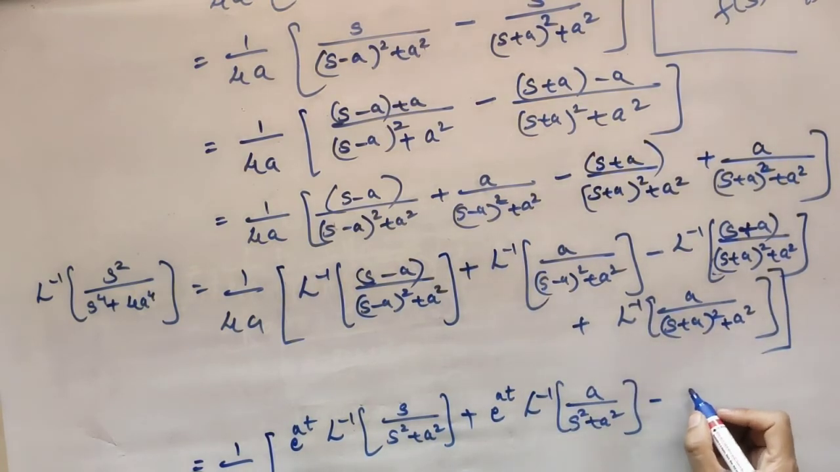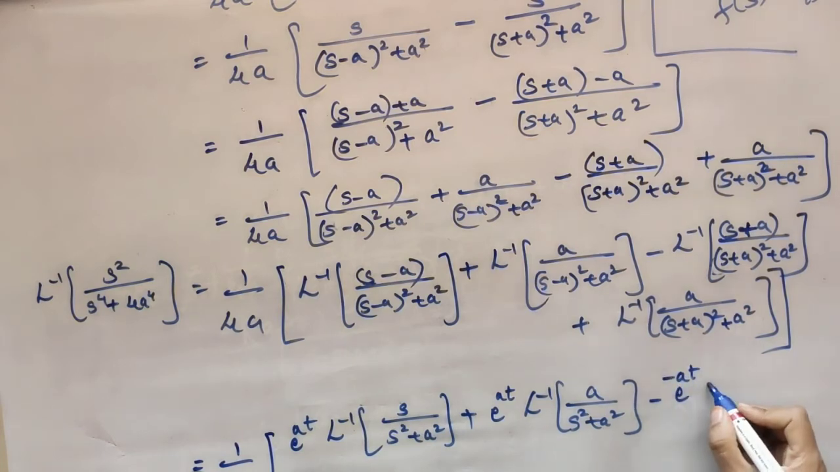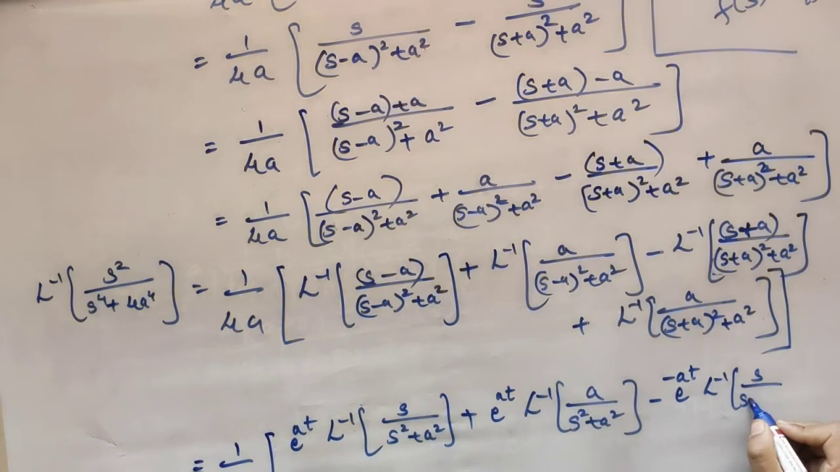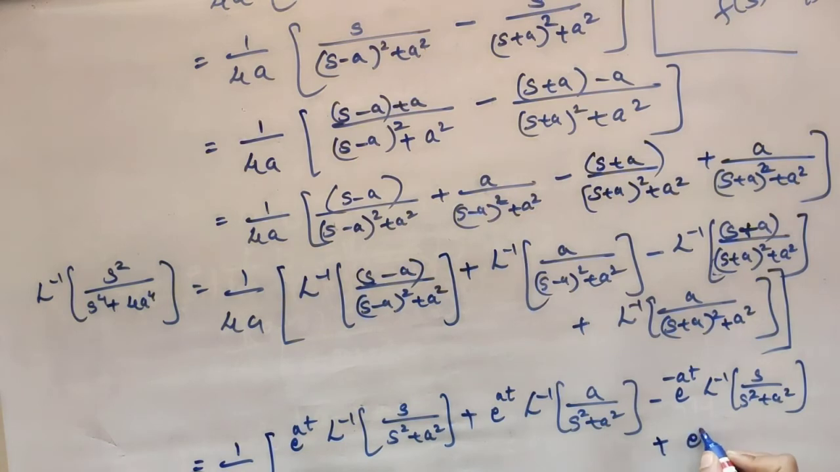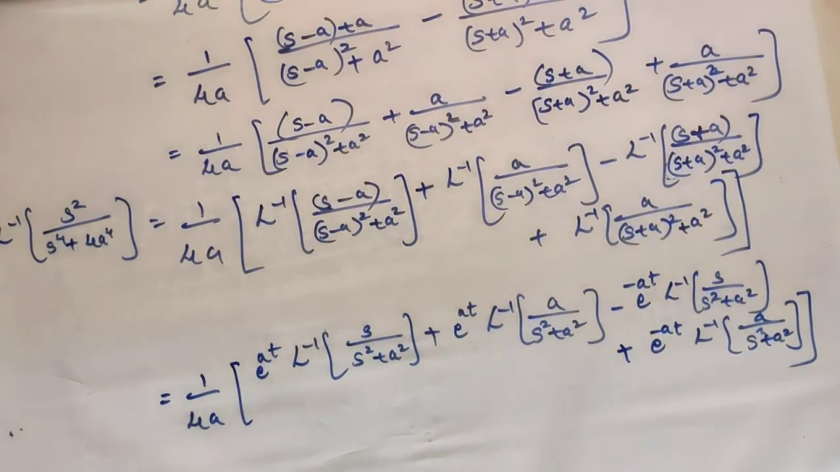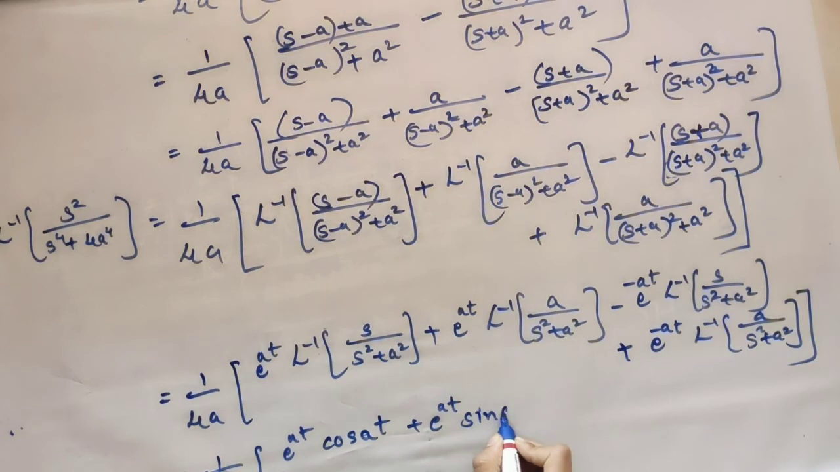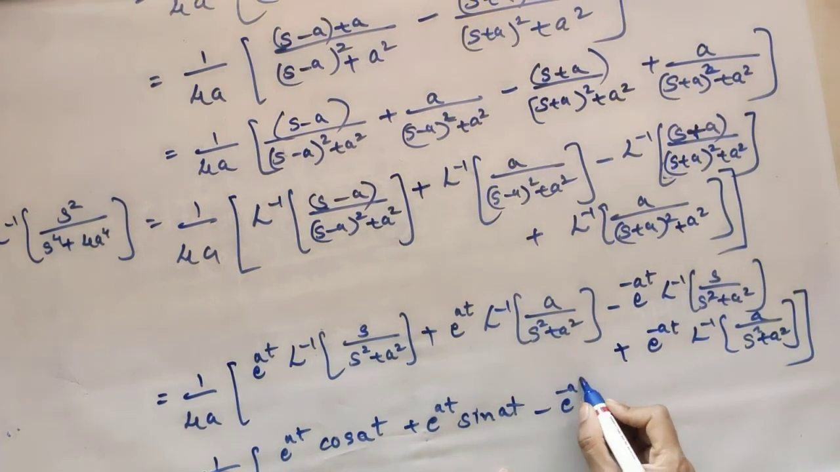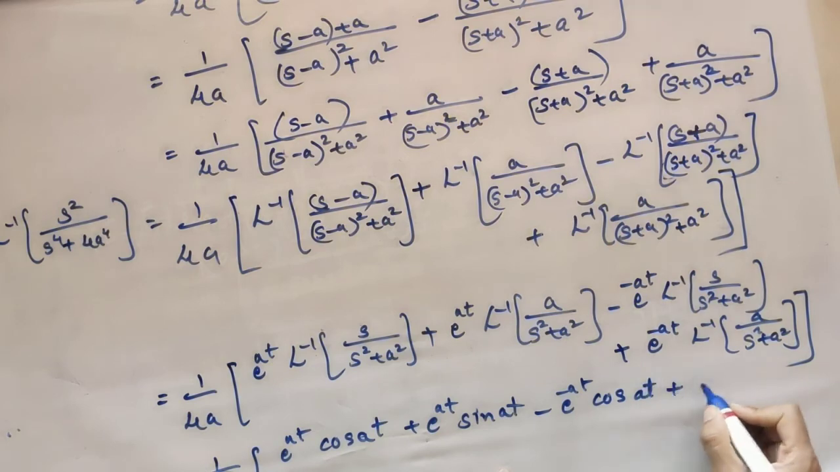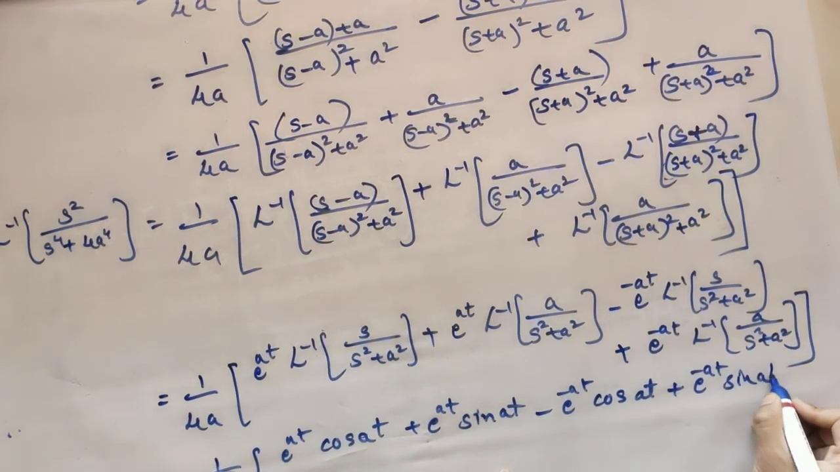Similarly minus, you will have e to the power minus at this time, L inverse of s divided by s square plus a square. And finally the last term, that is plus e to the power minus at L inverse of a constant a divided by s square plus a square. Complete this bracket and complete the bigger bracket. This is what you get. Now 1 divided by 4a, e to the power at is nothing but cos at plus e to the power at sin at, minus e to the power minus at cos at plus e to the power minus at sin at.